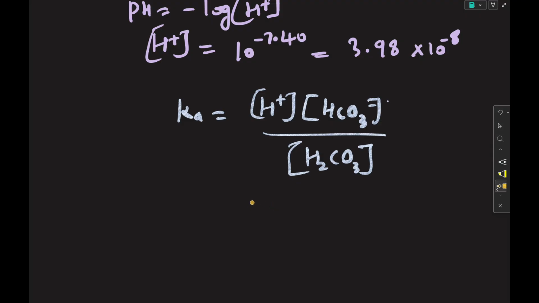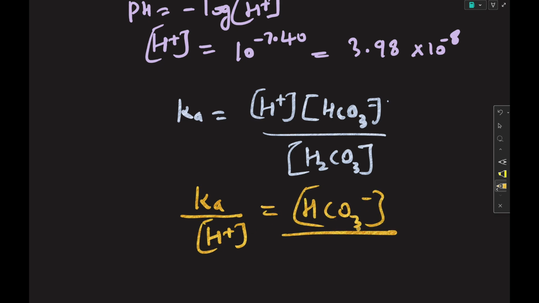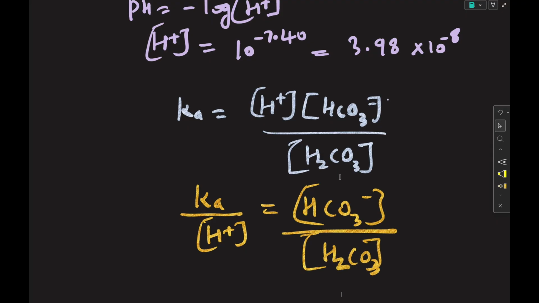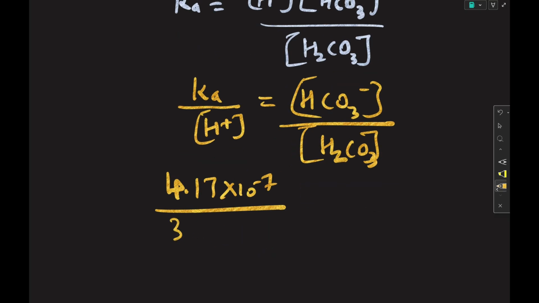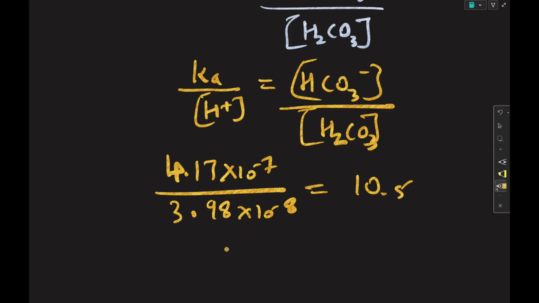So I'm going to rearrange the equation, and I would say Ka over H plus ion concentration equals HCO3 minus, which is going to remain as it is, over the H2CO3 concentration. And just put in the values. The Ka you worked out is 4.17 times 10 to the power minus 7 over the H plus ion concentration of 3.98 times 10 to the power minus 8, and that gives you 10.5. So that's your answer. You'll have to say it in the form of a ratio. The ratio is 10.5 to 1.